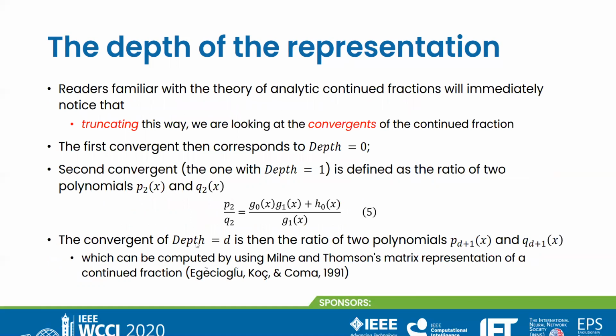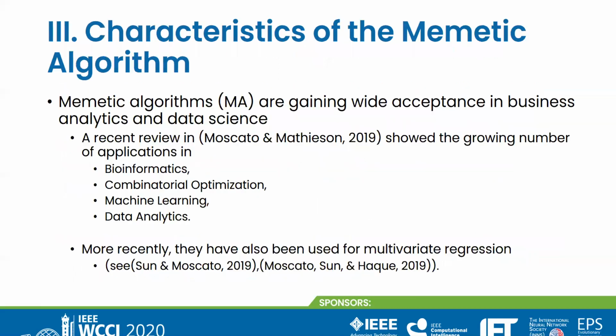So for example, when you reach depth equal to 1, your approximation is now the ratio of polynomials, P2 over Q2, given by this expression. And in general, depth equal to D is going to be the ratio of two polynomials in the variable X. And there are some ways of representing this with matrices that lead to speedups in terms of the ability to do it on parallel computers. So we are using memetic algorithms, which is a technique that has been around for 30 years.